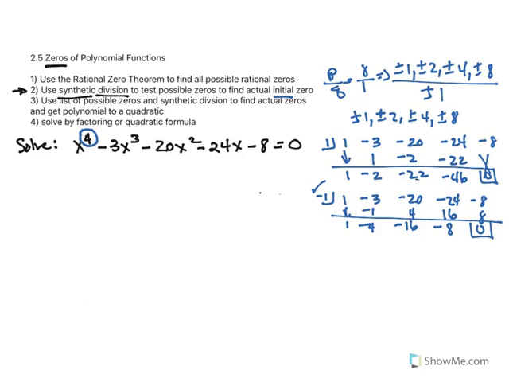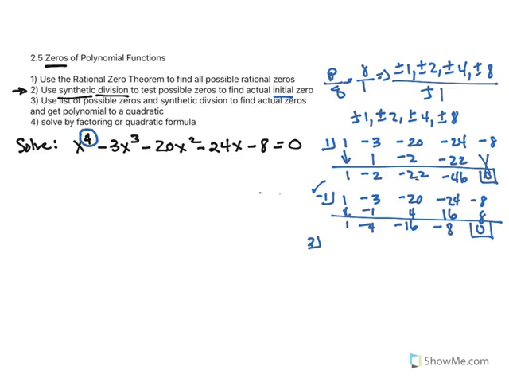I'm on step 3 now. So step 3 says, use the list of possible zeros and your synthetic division to find actual zeros and get the polynomial to a quadratic, which means I have to keep testing. So I have to keep testing from my list of possible zeros until I can get this down to a quadratic. So right now I'm at a cube, right? Because I've divided 1 time from the 4th, so I'm at a cubed. So now I need to test some more. So let's test the 2.